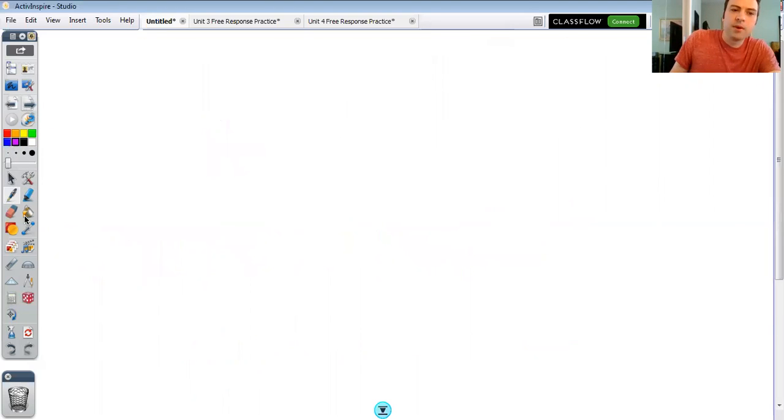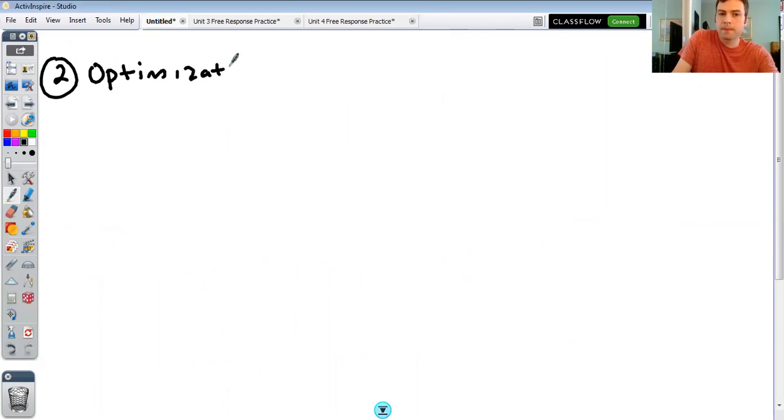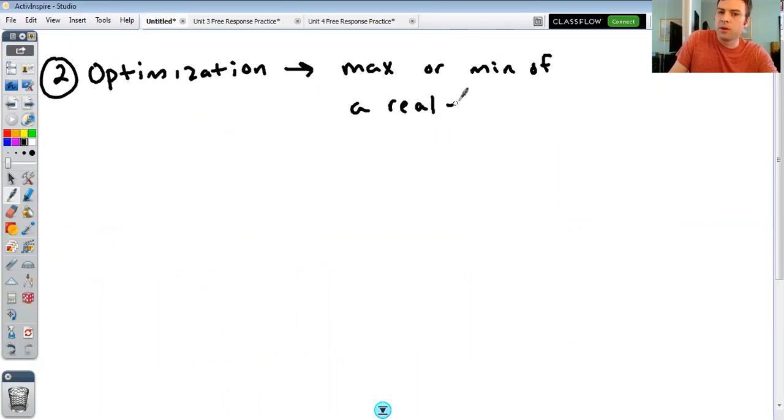Okay, second topic, I want to look at optimization. And I want to look at optimization from the AP exam kind of standpoint. What does it look like on an AP exam? And optimization is simply just finding the max or min of a real life problem. That's the way I'm going to describe it.